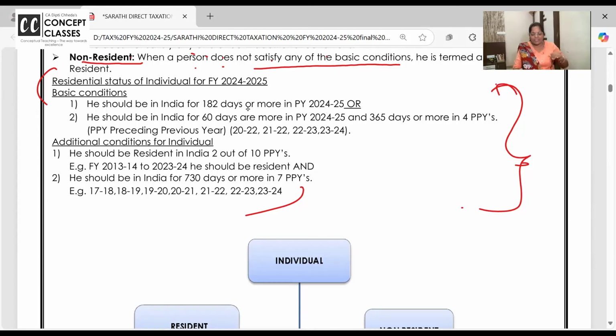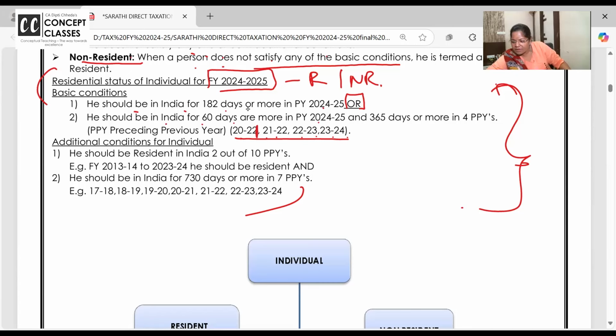चलो साथ में पढ़ेंगे. आ जाओ स्क्रीन से. What is our financial year 24-25? Ma'am, am I a resident or a non-resident? He should be in India for 182 days in 24-25, or he should be in India for 60 days in 24-25 this year, and 365 days or more in the 4 preceding years. पूरे year गड़बड़ है. 2021, 21, 22, 22, 23, 23, 24. ठीक है?